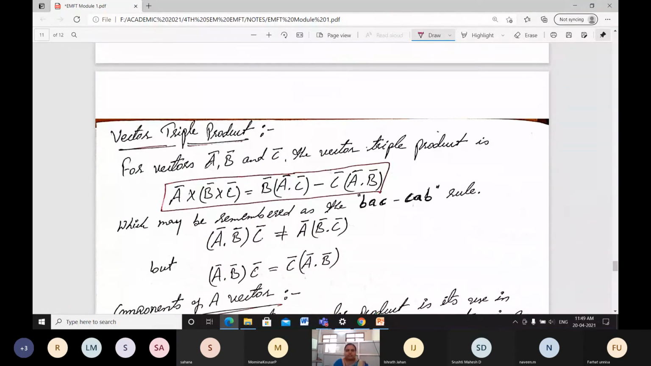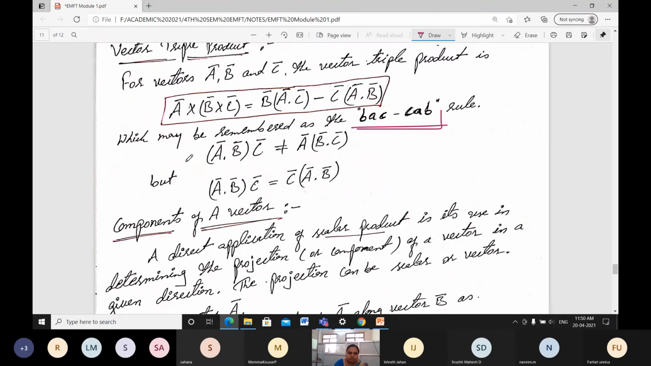Next is the vector triple product for vectors A, B, C. Vector A cross (vector B cross vector C) is equal to vector B times (A dot C) minus vector C times (A dot B). How can we remember this? BAC minus CAB: in the back of a cab, someone is seated. Whichever is easy for you, you can remember that.